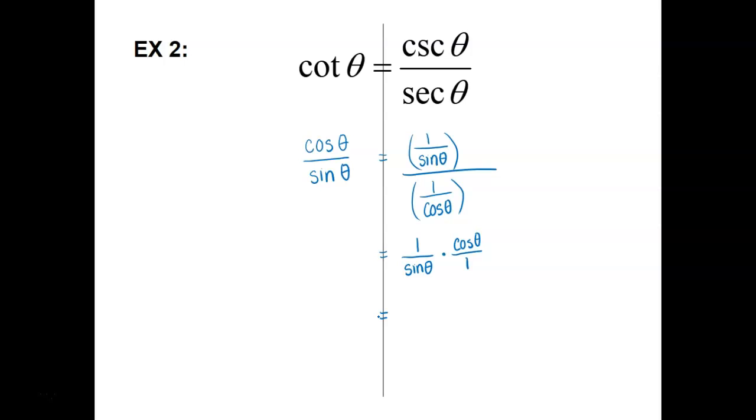What do we do to multiply fractions? Straight across. 1 times cosine theta is cosine theta. Sine theta times 1 is sine theta. And look right here. Both sides equal each other. Cosine theta over sine theta.